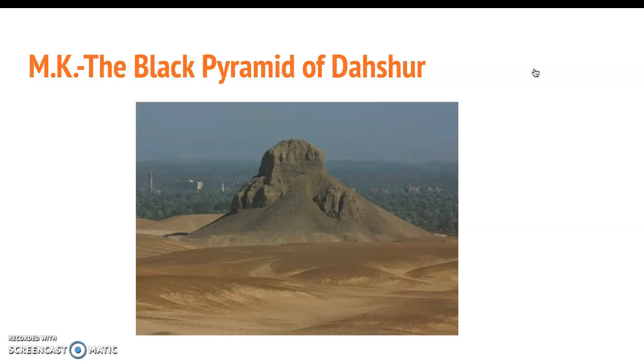So this Middle Kingdom, this is the Black Pyramid of Dahshur with the town of Dahshur behind it. Right now you can see it really just looks like a rock or a form of mountain that's kind of breaking down. Not the best looking and definitely not the longest lasting of the pyramids.